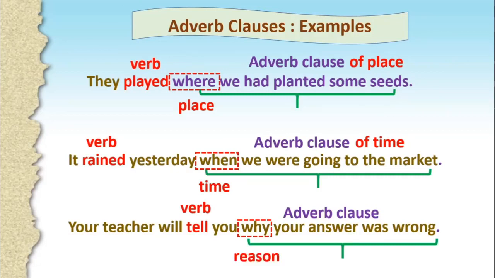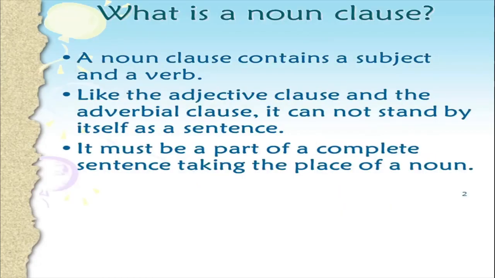So children, we have done this. Let's move on to the third type of clause, which is the noun clause. Again, very simple. When we started off with the lesson, it was looking difficult, but now see, it has become so simple. A noun clause contains a subject and a verb. This we all know. All types of clauses contain a subject and a verb. Like the adjective clause and the adverbial clause, it cannot stand by itself in a sentence. Why? Because it is a subordinate clause. It must be a part of the complete sentence and it should take the place of a noun. This is important for us to understand.